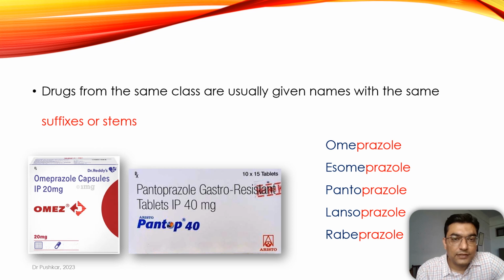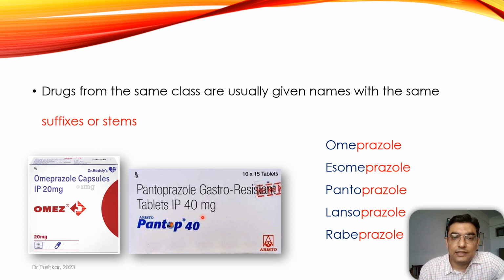So now, one thing which we have to see is that drugs from the same class are usually given names with the same suffix or stem. Okay. So for example, you all must have heard about omeprazole or pantoprazole. These are proton pump inhibitors which inhibit gastric acid secretion. Okay. So for acidity problems, you must have taken it, or someone in your family must have taken it. You all must have heard about it.